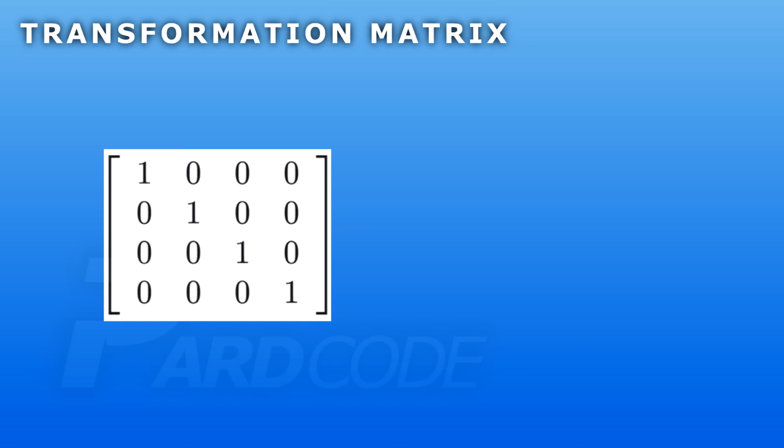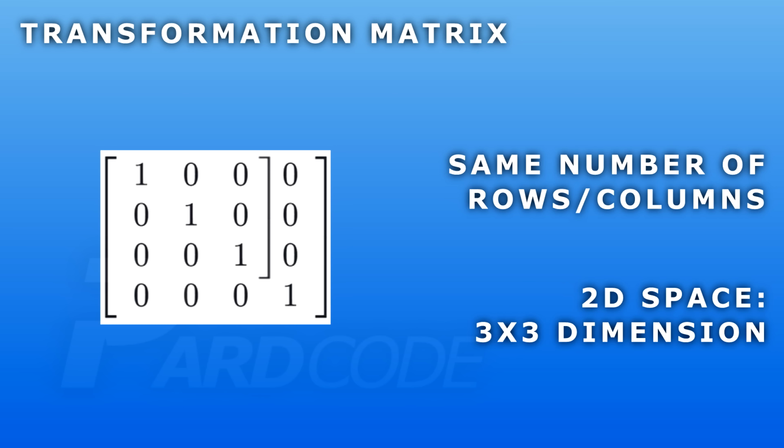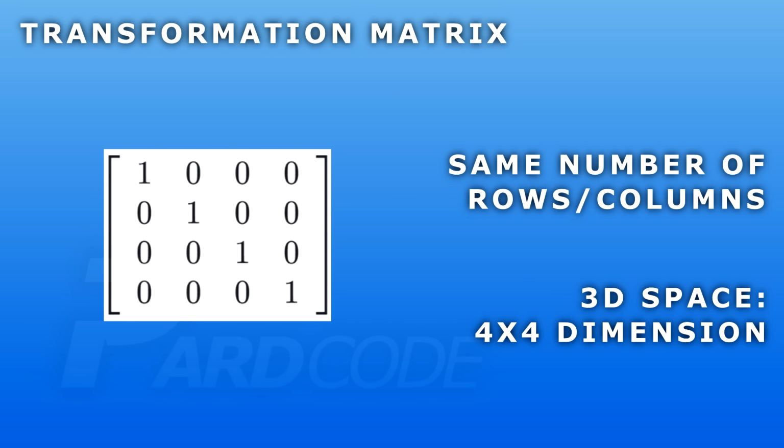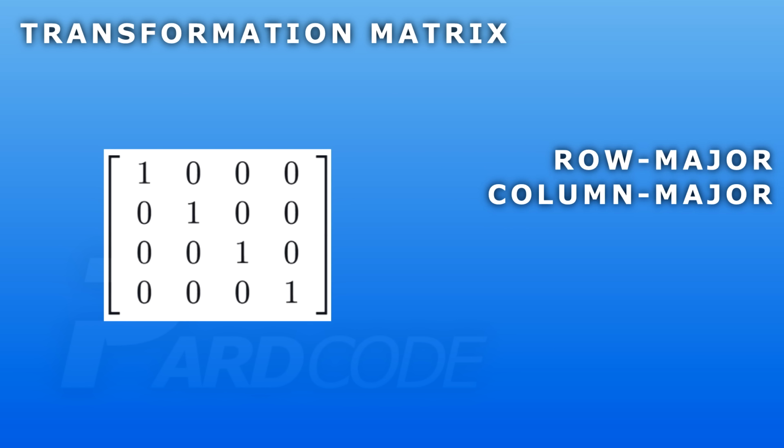But let's see in detail what a transformation matrix is. It's a matrix usually composed of the same number of rows and columns, the so-called square matrix. Based on the dimension of the space in which we want to transform our points, we will have a different number of rows and columns. For example, for the 2D space, we will have a 3x3 matrix, and for 3D space, we will have a 4x4 matrix. Also, a matrix can be row major or column major.